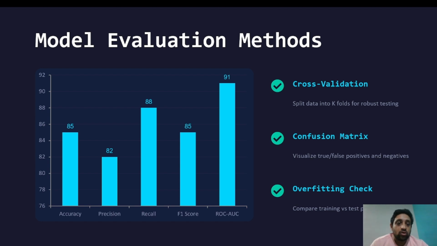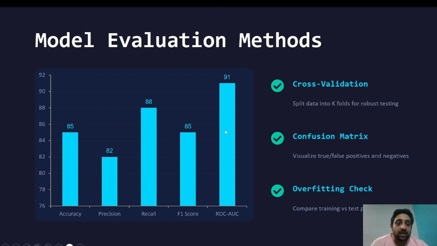correctness, while precision and recall focus on specific types of errors. The F1 score balances both precision and recall. ROC-AUC measures how well the model distinguishes between classes.